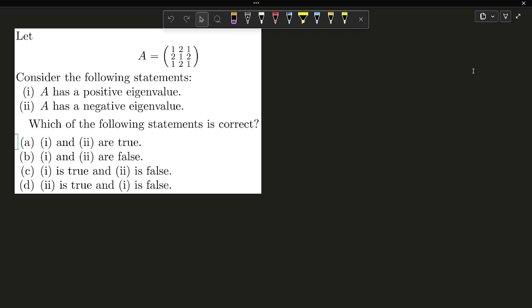Option A is telling us that 1 and 2 are both true. Option B is telling us that 1 and 2 are false. Option C is telling us that 1 is true and 2 is false. And option D is telling us that 2 is true and 1 is false.